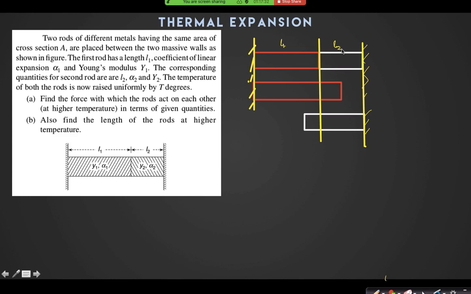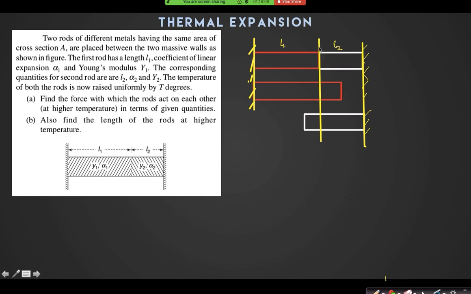It says that when the temperature is increased, two rods of different metals with the same area are placed between massive walls. L1, alpha 1, Y1, L2, alpha 2, Y2 are given. Temperature is raised by T degrees Celsius. Find the force with which the rods act on each other and the length. Now, can I say that this junction will remain there? The stresses will be equal in both the parts. Yes, definitely.